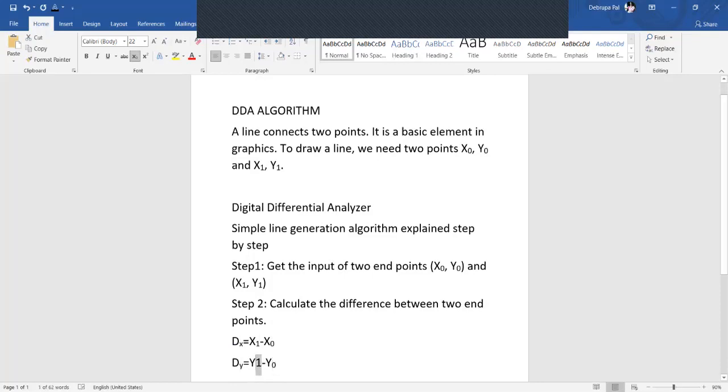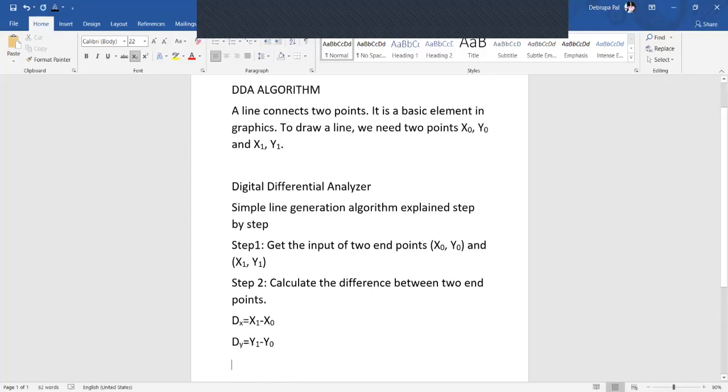This is the difference between x coordinate and y coordinate we have to find out. First we will take the input as the two endpoints of the line x0, y0 and x1, y1, and then step 2, dx is x1 minus x0 and dy is y1 minus y0. Now we will look at step 3. What is step 3?